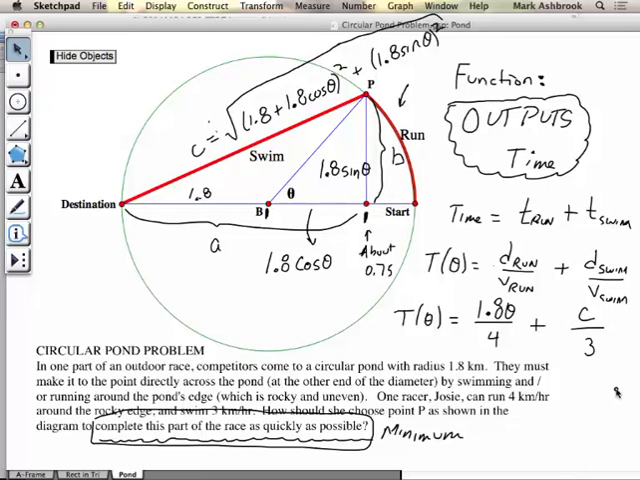C in the picture. Why are both equal squared? Both A squared plus B squared equals C squared. We're solving for C. Pythagorean theorem.